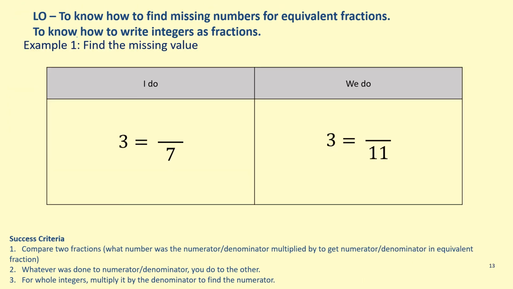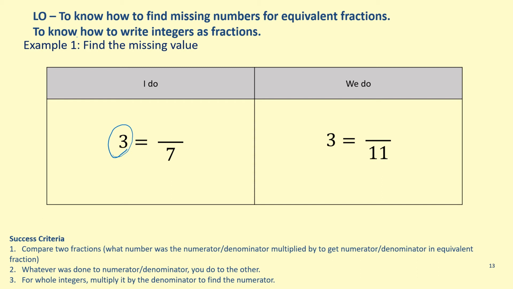Now we will move on to the second learning objective for today, which is to know how to write integers as fractions. Example 1. Find the missing value. So I want to turn the integer, which means the whole number, the integer 3, into a fraction over 7.